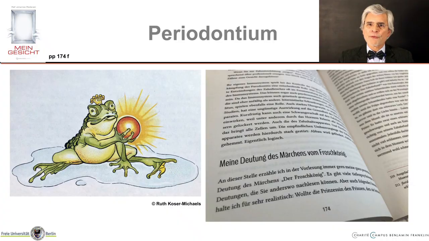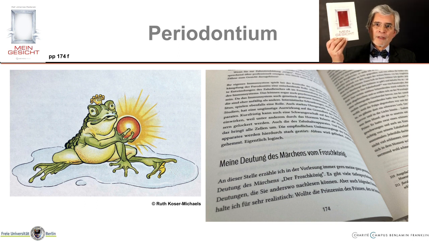At this point in the lecture, I always share my interpretation of the fairy tale The Frog King or The Frog Prince, taken from my book Mein Gesicht. This book has not yet been translated into English, so I have to tell you the story. Fairy tales always have a historical and socio-political background, if you like to see it that way. And I see the connection to our topic here, to the periodontium.